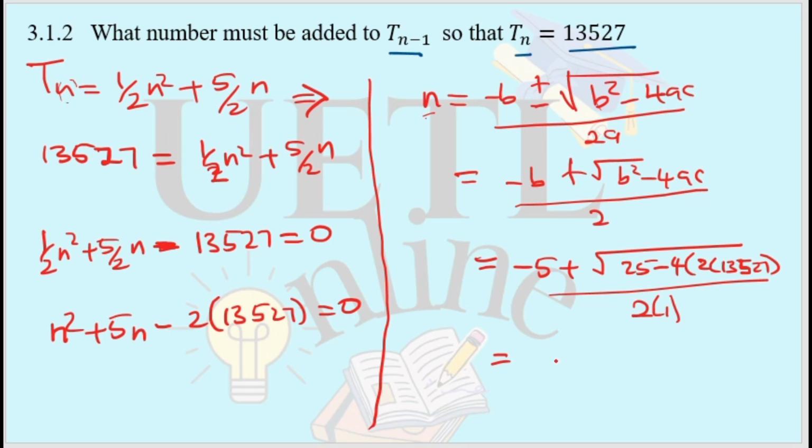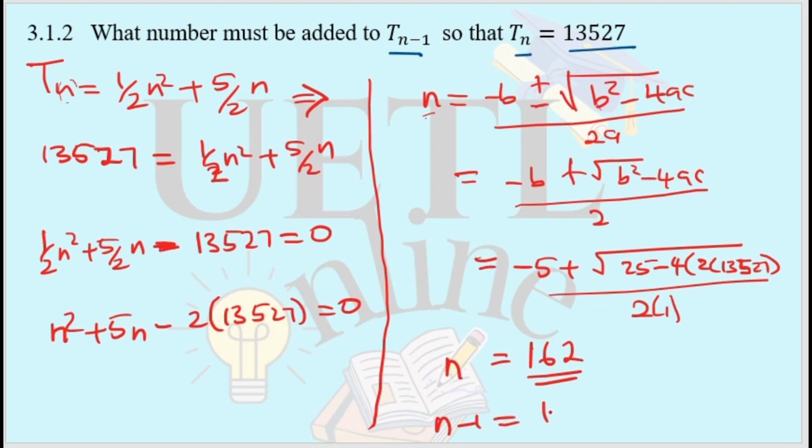Okay, so this means that our answer, our value of n is 162. After finding the value of n, now we have to find our value of n minus 1, which is 161.